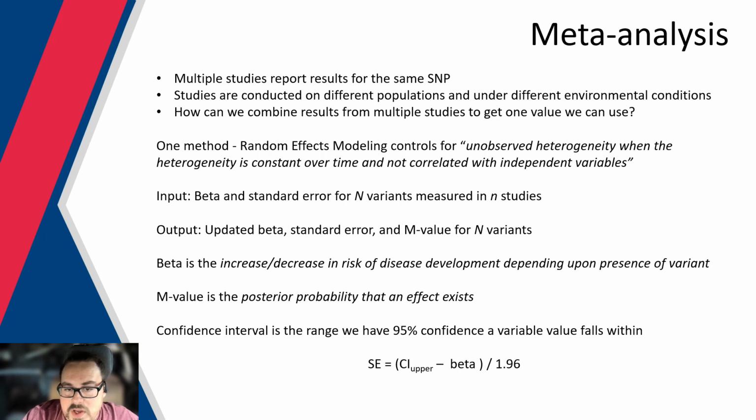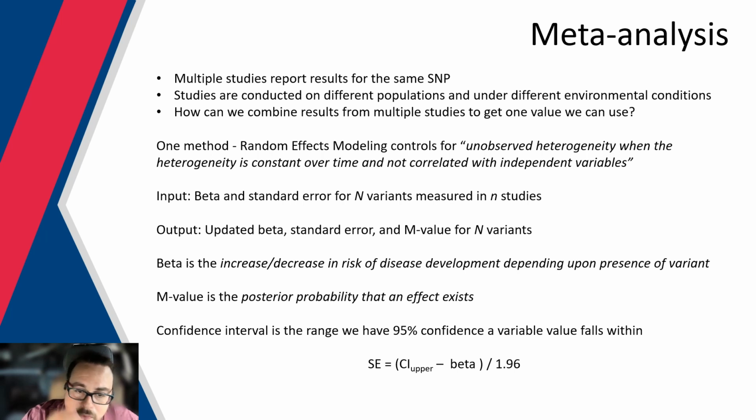And then also what is called an M value. An M value will be used later on. But what's important here is that we're taking the multiple betas and combining them into a single value that we can use. As I said before, beta is the unit increase or decrease in the risk of developing a disease, depending upon if the variant is present or not.